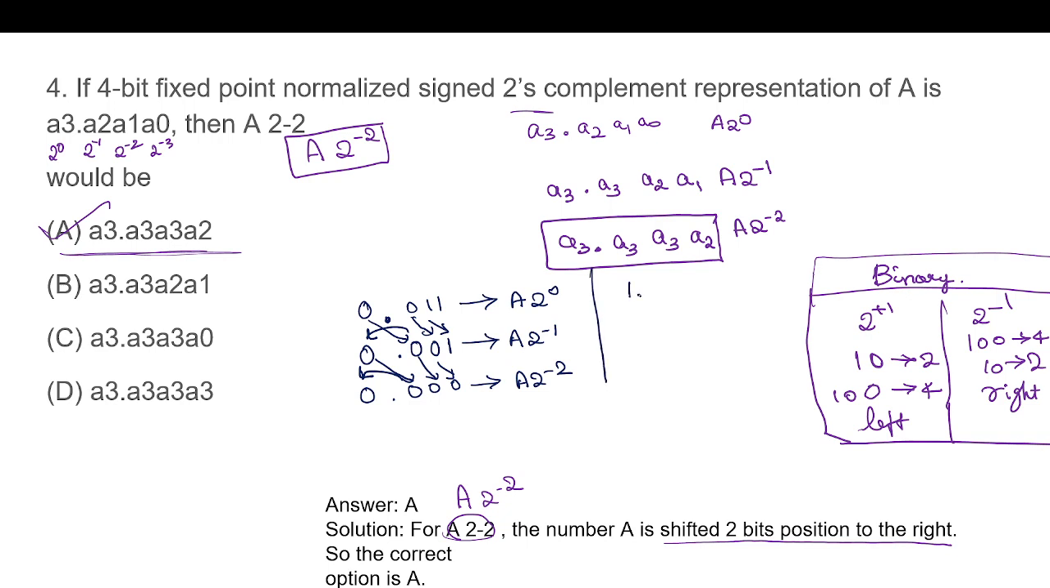If it is 1.011, then A into 2 to the power 0 is that, and A into 2 to the power minus 1 will be 1, this one, this 0, this one, and then sign extension 1. A into 2 to the power minus 2 will be this 0, this 1, this 1, and then this sign extension 1. Correct, right? Any doubts?